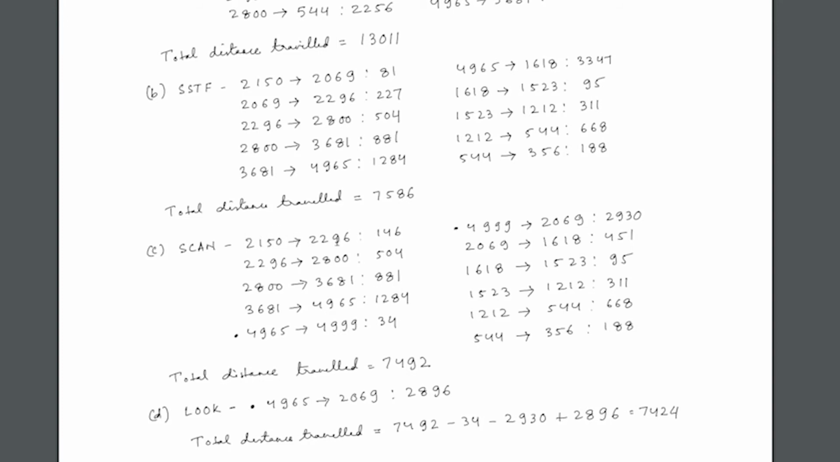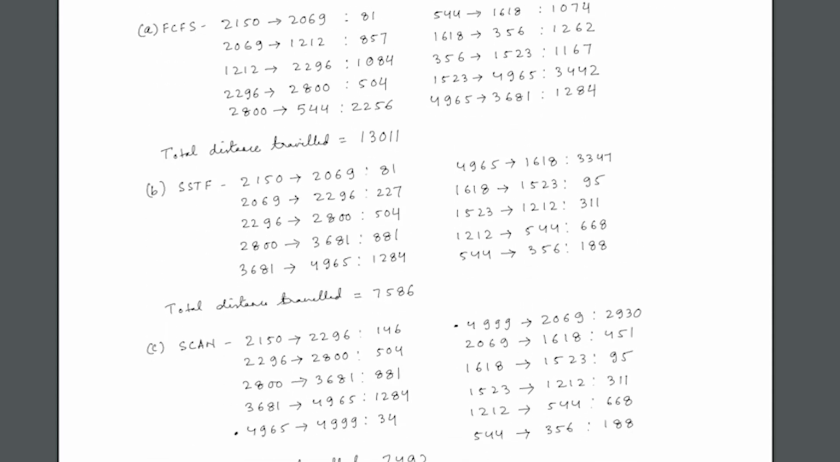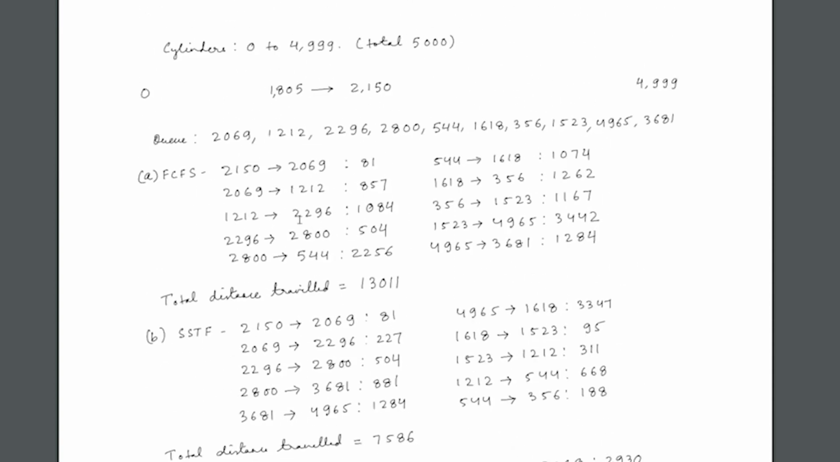The next number that is just bigger than 2150 is 2296. At 2296, they will go to the one that is just bigger, 2800. It does not have to be the shortest seek time, or they don't have to be in this order in the queue. Scan does not work like that. Scan would go to the requests in an order as if the requests were sorted in increasing order. So if you take the queue and you sort them, you would have 356 on the left here, and you would have 4965 on the right here.